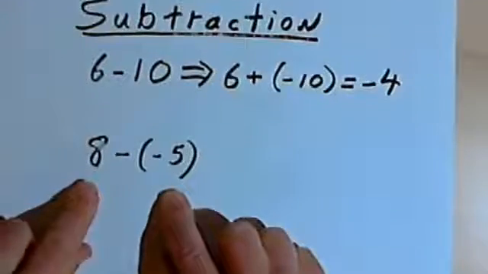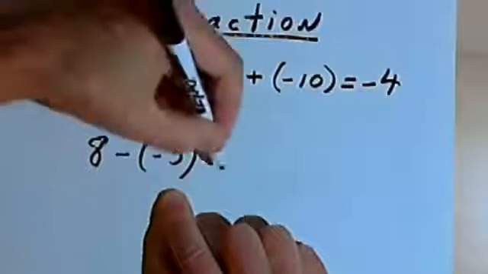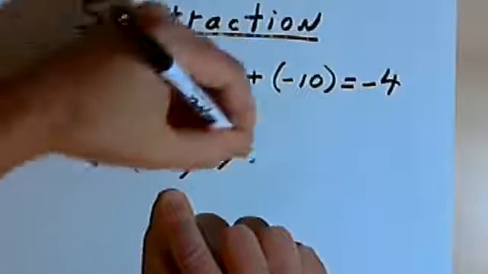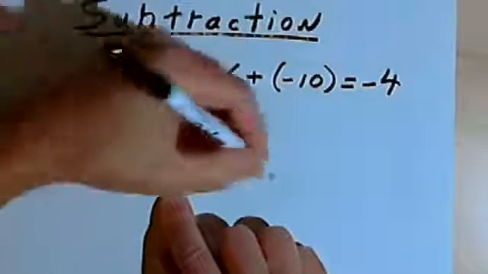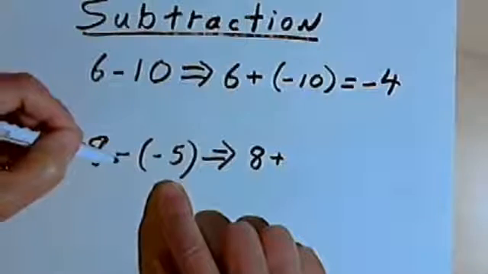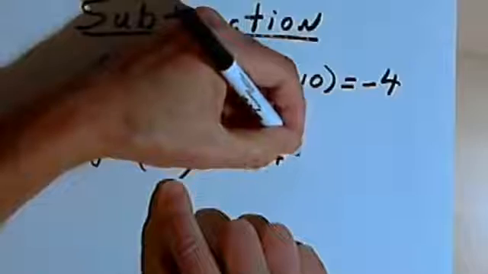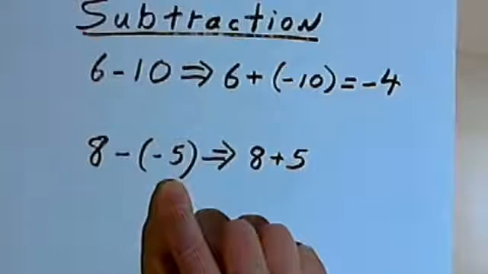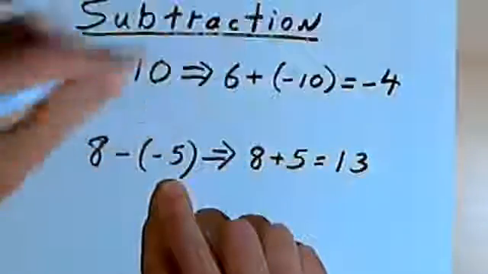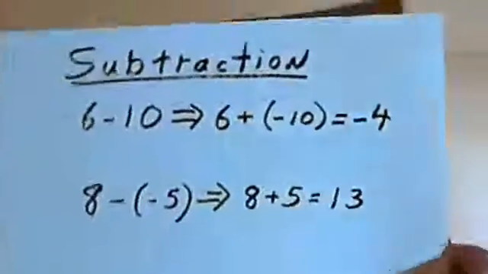Here's another one. I've got 8 minus negative 5. So I'm going to take that subtraction problem. I'll make it an addition problem by turning that into 8 plus, and I want the opposite of negative 5, since I've done the opposite of subtraction. The opposite of negative 5 would be positive 5. So now all I've got is 8 plus 5. 8 plus 5 is 13, and that's it.